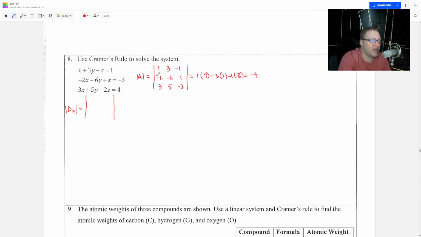Remember, for dx, we're going to take out all of the x ones. So this one and this one: 1, negative 2, and 3. And we're going to replace it with the answers, the ones on the other side of the equal sign. So we're going to have 1, negative 3, 4. So take this away, and we're going to have 1, negative 3, 4. And then the rest of the matrix is the same. So we have 3, negative 1, negative 6, 1, and then 5, negative 2. So now we just find this determinant.